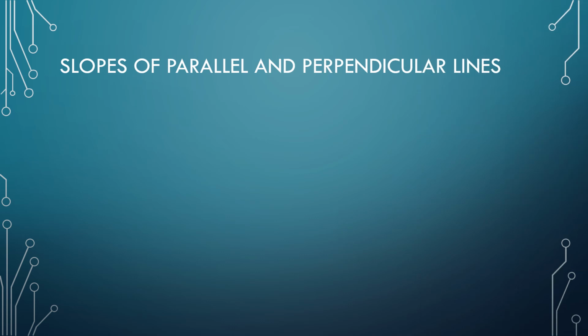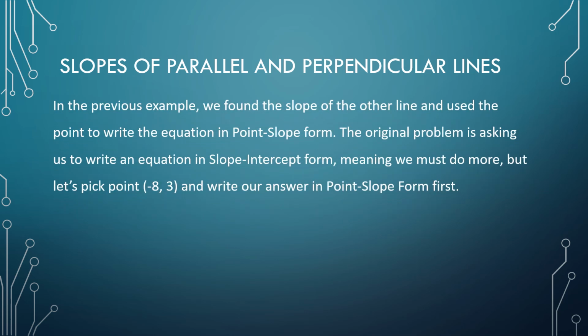So we know the slope of the original line is -2/9, which means that the slope of a line perpendicular to it must be 9/2. Now that we have the slope of the perpendicular line, we need to carefully think about our next steps. In the previous example, we found the slope of the other line and used the point to write the equation in point-slope form. The original problem is asking us to write an equation in slope-intercept form, meaning we must do more work, but let's pick point (-8, 3) and write our answer in point-slope form first.